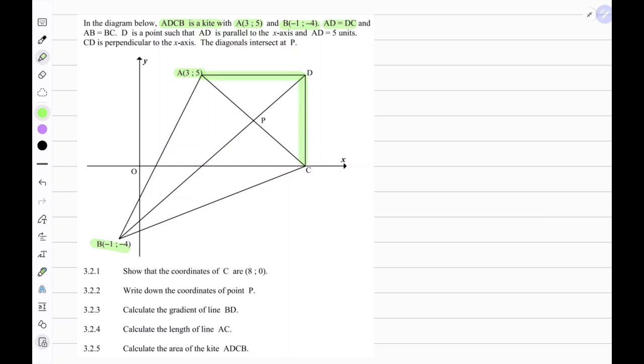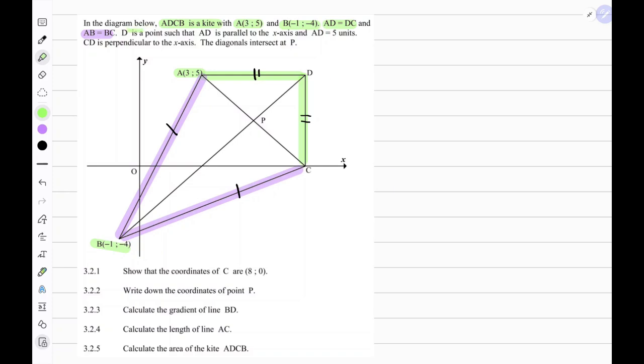We know for a kite, adjacent sides are equal. And then they say AB is equal to BC. So side AB is equal to side BC. Adjacent sides are equal for a kite, right?